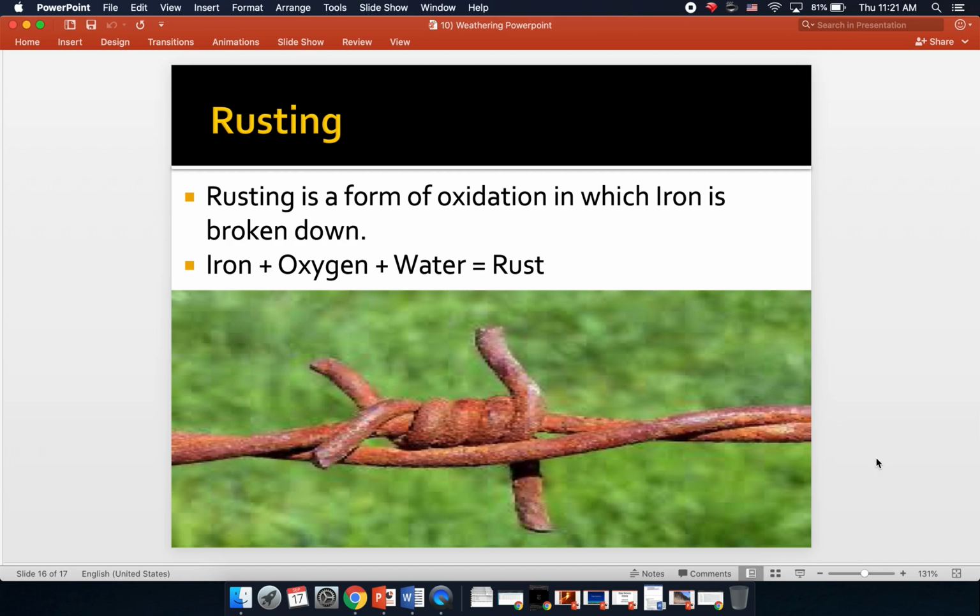All right, rusting is a form of oxidation in which iron is broken down. So iron combined with oxygen and water equals rust. This is something we've all probably seen before. Most kids, if you ask them about rust, they say that they left their bicycle or something like that outside, and noticed how quickly rust could form.